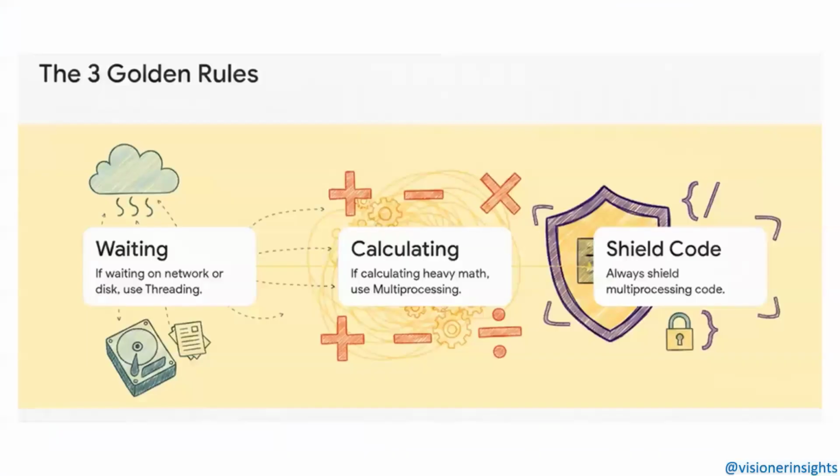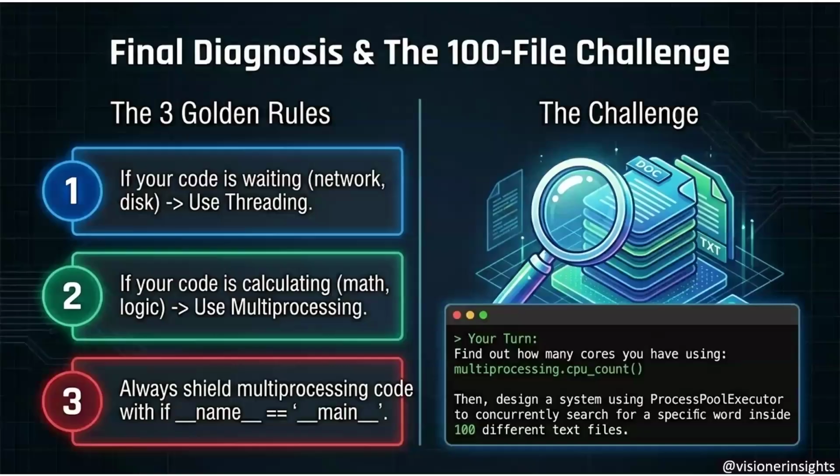So this entire deep dive really boils down to 3 simple golden rules. Number 1, if your code is waiting on a network or a disk, use threading. Number 2, if your code is calculating heavy math or complex logic, use multiprocessing. And number 3, always shield your multiprocessing code with that main guard. With these 3 rules in our back pocket, let's look at a real-world scenario to see if we can spot the right approach.